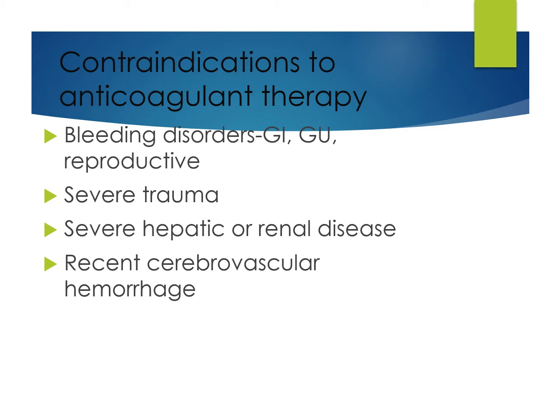Some of the reasons to not use anticoagulant therapy is because a person has a history of bleeding disorders. They have severe trauma. They have severe renal disease or a liver disease, or they had a recent cerebral vascular hemorrhage. You don't want to cause rebleeding.